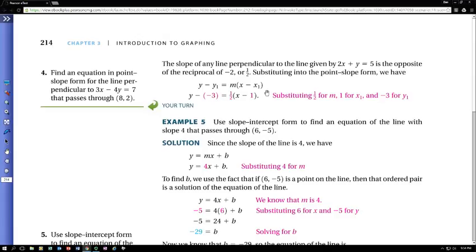So I put those into the point slope form, and I also know the slope. So here is an equation for that perpendicular line to this one.